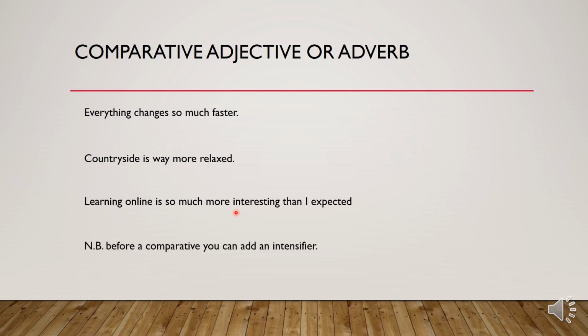Before comparative, you can add an intensifier. Here we have much. Here we have way. Keep in mind that way is more conversational and we don't use it in writing.